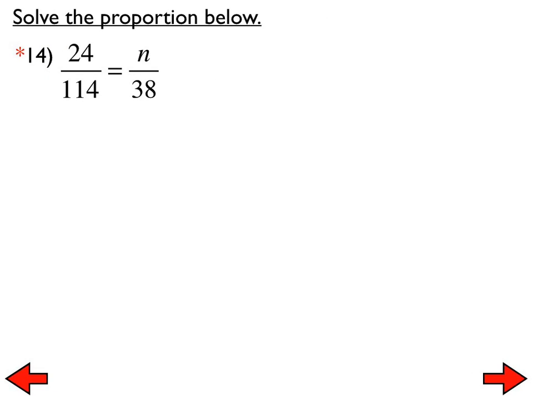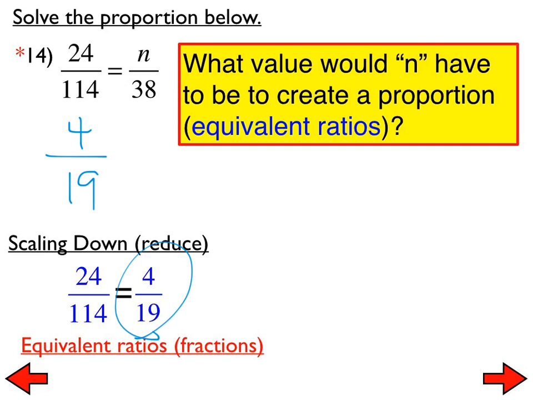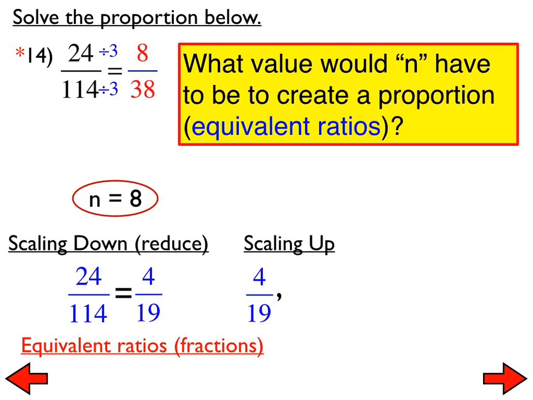This was the first one where a few of you kind of got stuck. You could have used the scale down method, which is to take 24 over 114 and reduce it down to 4 over 19. So now, if you replace this with this, because they are the same thing, you can get to n much, much faster for some of you. Some of you saw that you could just divide top and bottom by 3. So n is equal to 8 in number 14.